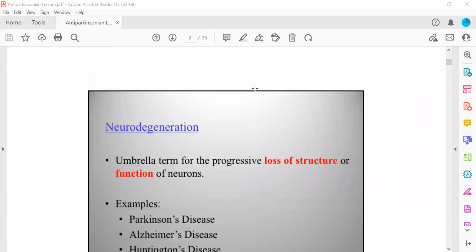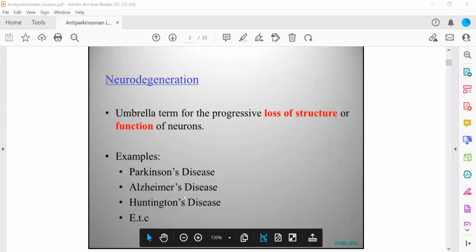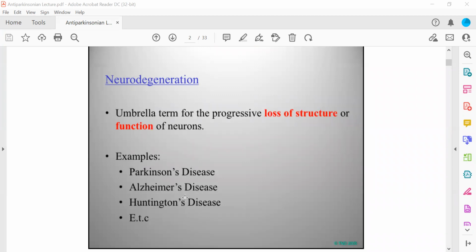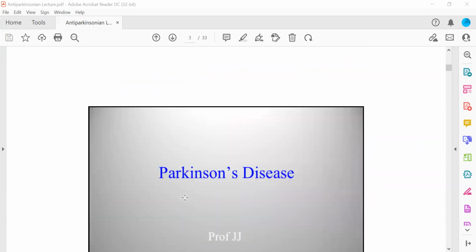Some of the examples of neurodegenerative disorders include Parkinson's disease, Alzheimer's disease, and Huntington's disease. There are also a few others, like, for instance, Machado-Joseph disease and stroke, that can also fall under this umbrella term for progressive loss of structure and function of neurons, thus neurodegeneration. But in our lecture, we will mainly be focusing on agents that work against Parkinson's disease, and we'll learn a little bit more about the medicinal chemistry of these anti-Parkinsonian agents.